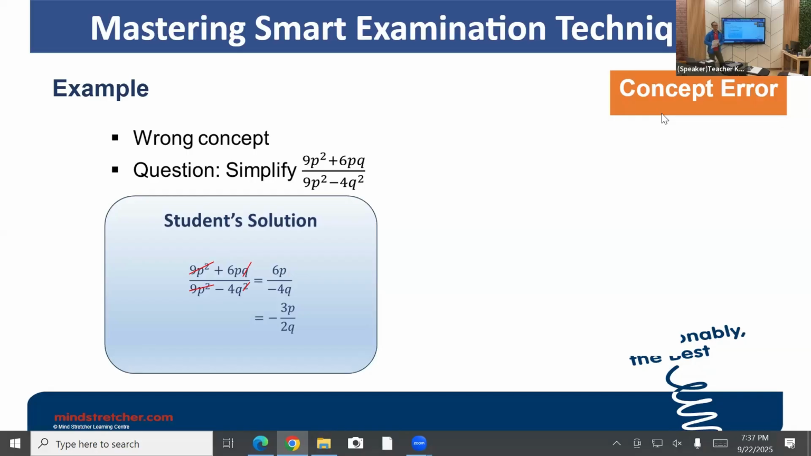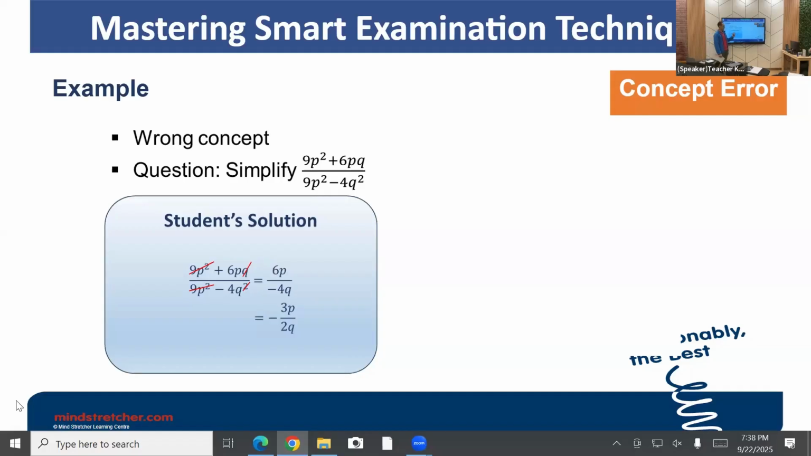Is this correct? Okay, straight away you say no. Why is that so? Negative. Okay, but what about this starting part? Is this correct? When I have 9p squared plus 6pq over 9p squared minus 4q squared, then after that, I just straight away cancel out the 9p squared and this 9p squared over here. The numerator, I cancel out this 9p squared. Denominator, I cancel out this 9p squared as well. Is this correct? No, right?